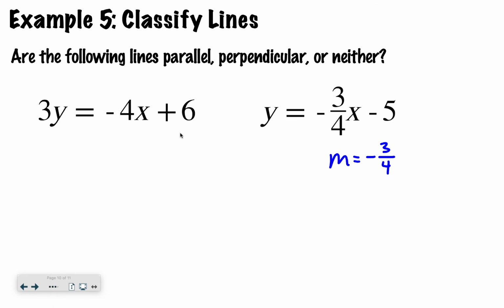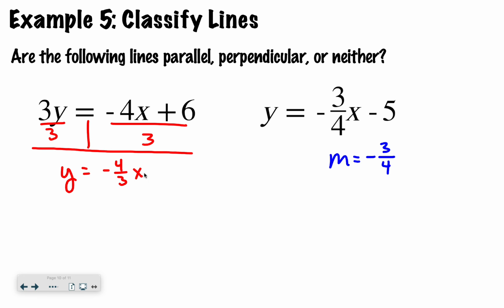But over here, I don't exactly have my slope easily written. So what I can do is I can convert this. It's pretty close to being in slope-intercept form. The only thing stopping it is the fact that I have a 3 right here. So I'm just going to divide everything by 3. So my equation will become -4/3 x plus 2. Okay, so now it's in the same form, and I can see that my slope is -4/3.